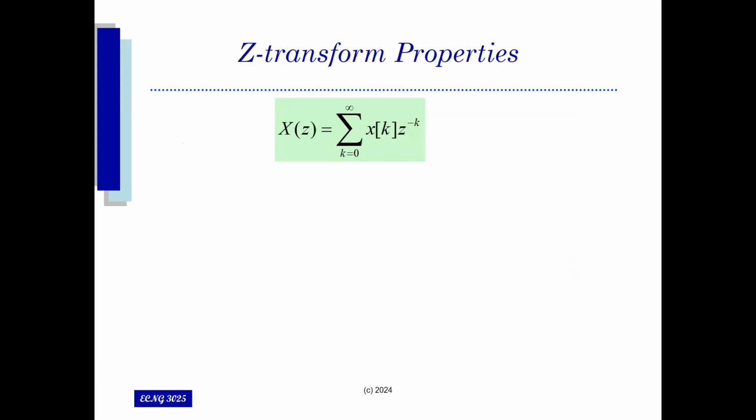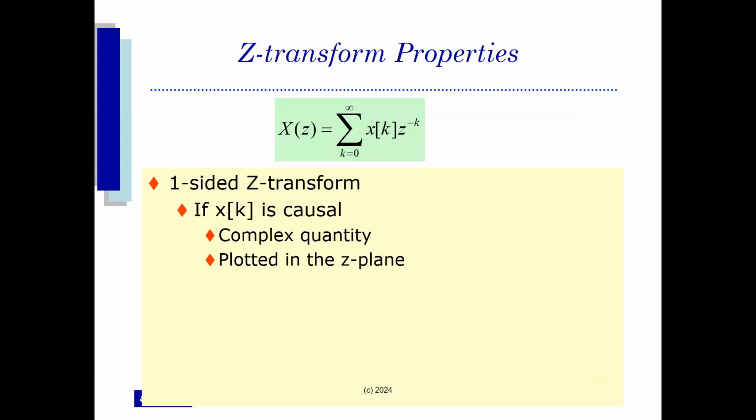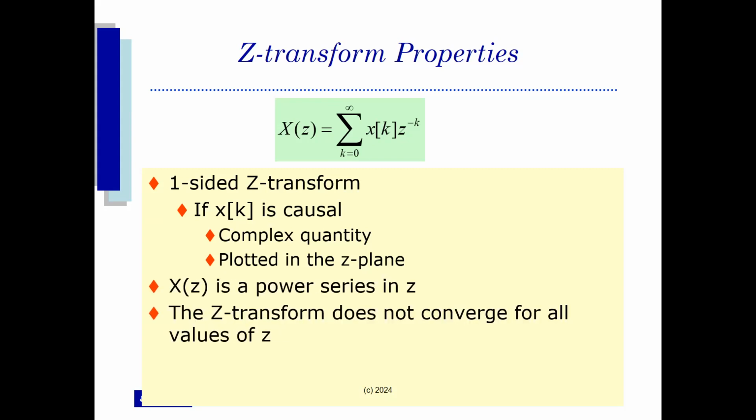Some of the properties quickly, right? Well, Z is a complex quantity. XZ is a power series in Z. So if it's a power series, remember we just did an example, if X was 1, 2, and 3, in that case, if this was XK, XZ was just simply 1 plus 2Z to the minus 1 plus 3Z to the minus 2. This is nice, this ends.